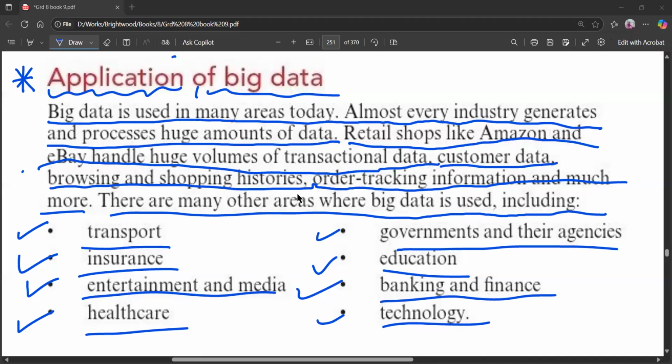Yes, write down this one. Big data can be used in several areas like transport, insurance, entertainment and media, healthcare, government and its agencies, education, banking and finance, and technology.